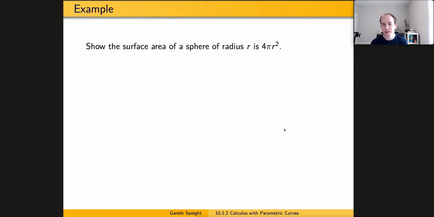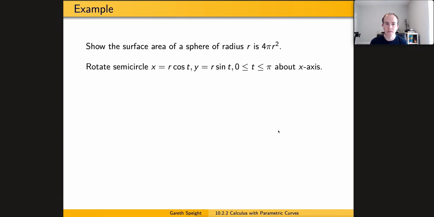So here's an example. Let's show the surface area of a sphere of radius r is 4 pi r squared, which is a formula that should be true. So how do we represent a sphere if we're in parametric coordinates and we're rotating? One way is to think about a semicircle and then rotate the semicircle around an axis. We only want to rotate a semicircle because as we rotate around an axis, we're rotating through 360 degrees or 2 pi radians. If we start with a circle and we rotate 360 degrees, it's going to cross over itself. But if we start with a semicircle and rotate 360 degrees, we're going to get the exact sphere once.